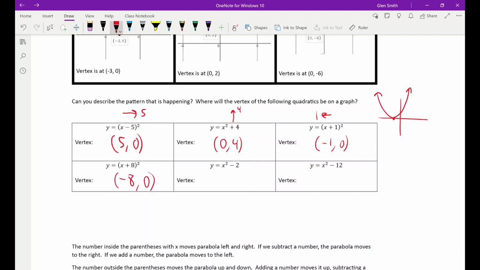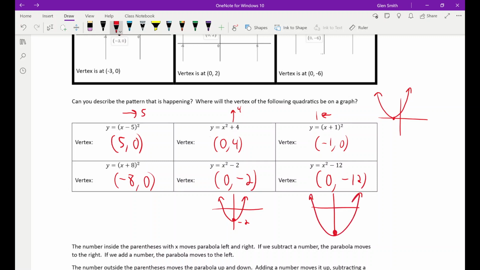All right, so plus 8 is going to move it left 8. Minus 2 outside of the x squared is going to move it down 2. So that graph will look like this, down 2, and that value there is negative 2. And negative 12 is going to move it down 12. So that would look just like this, but it's just down further, just like the one on the right there. It's going to go boom like that, where that value now is negative 12.